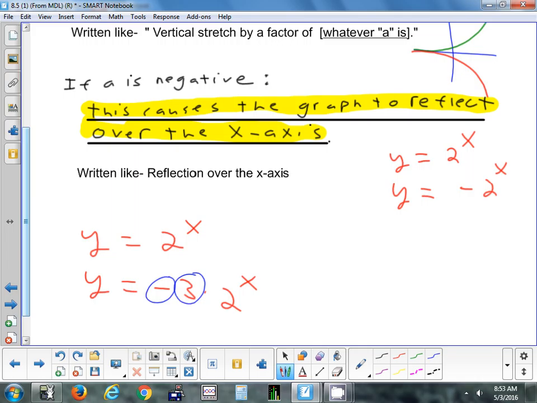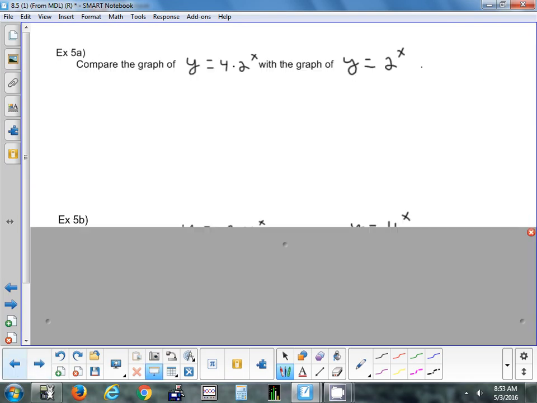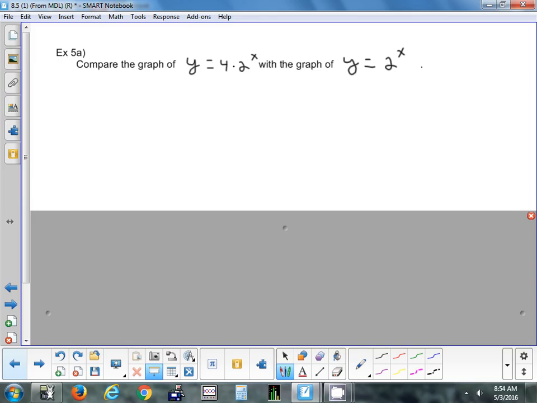All right, so sometimes you can have both of these in the same problem. Okay? The number in front causes a vertical stretch. The negative causes a flip. All right, so we'll look at 2 examples where you just describe what's happening, and then we'll be all done.